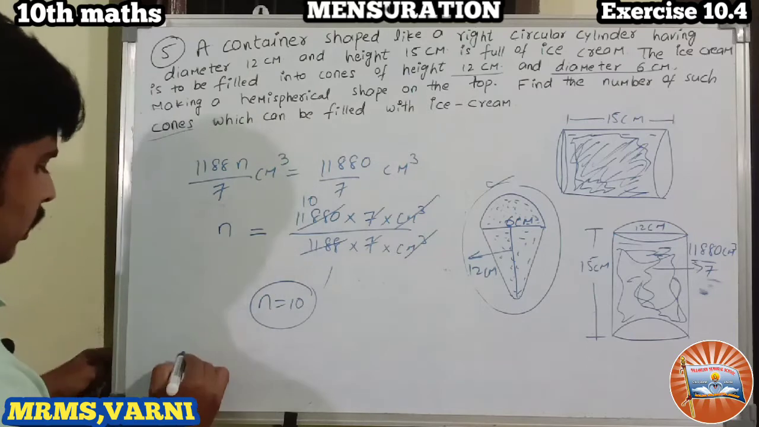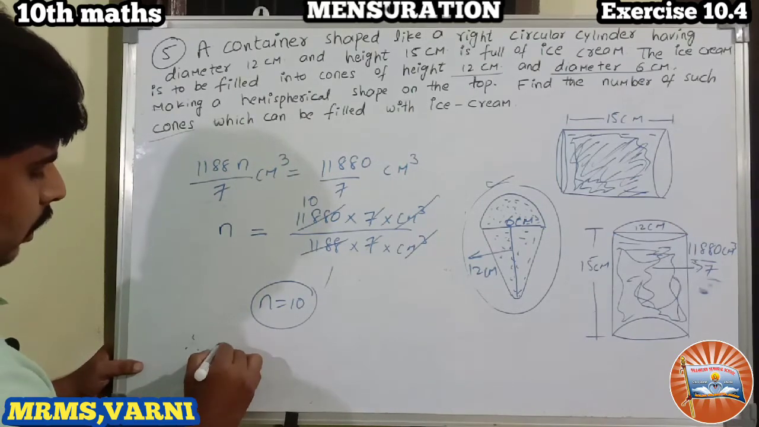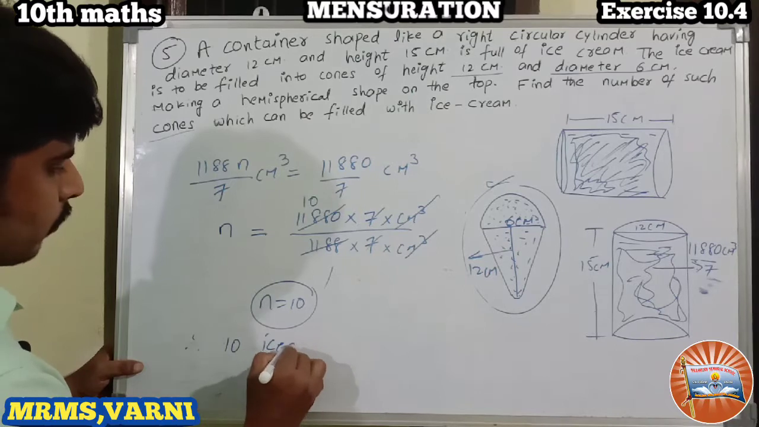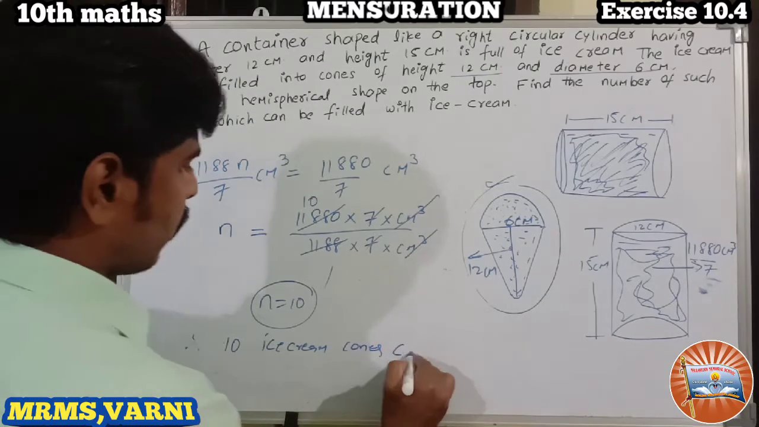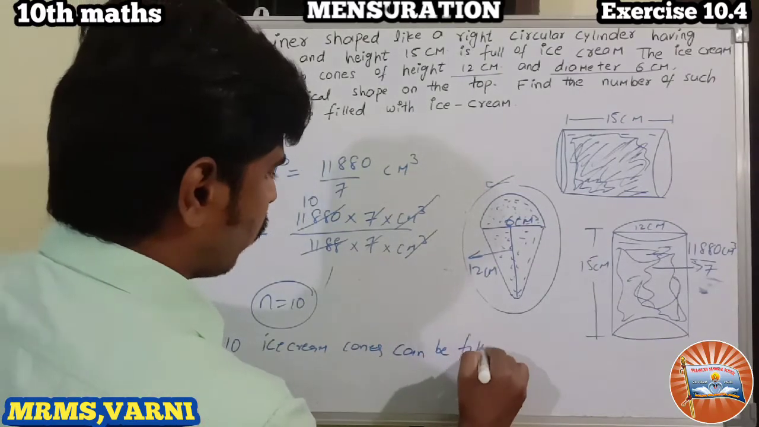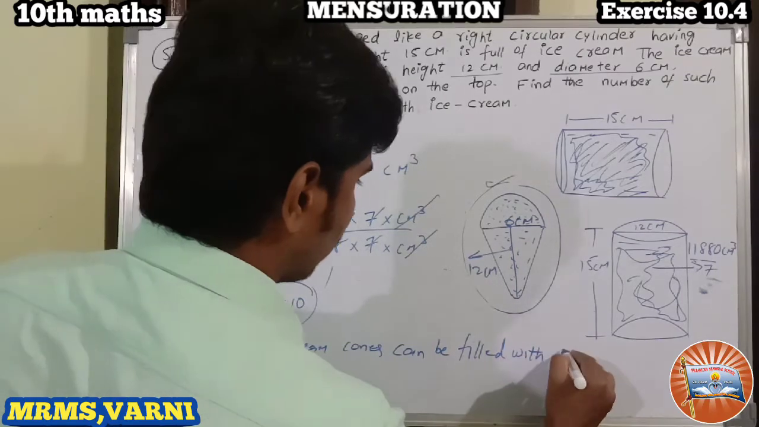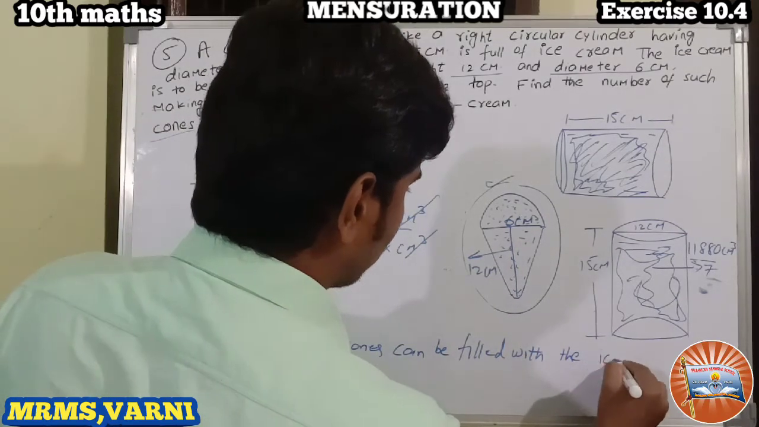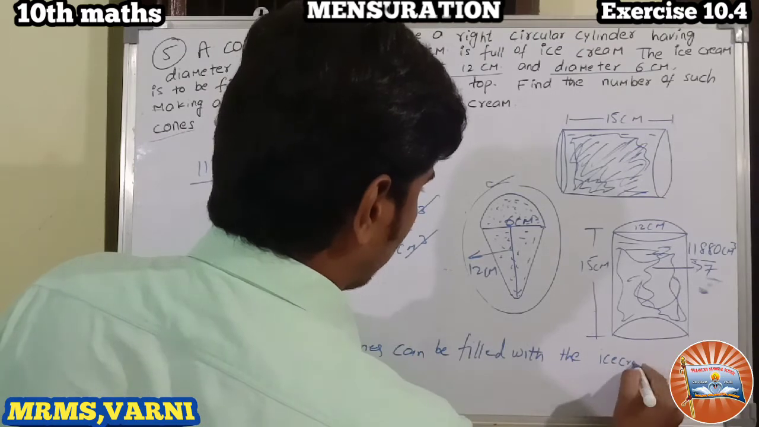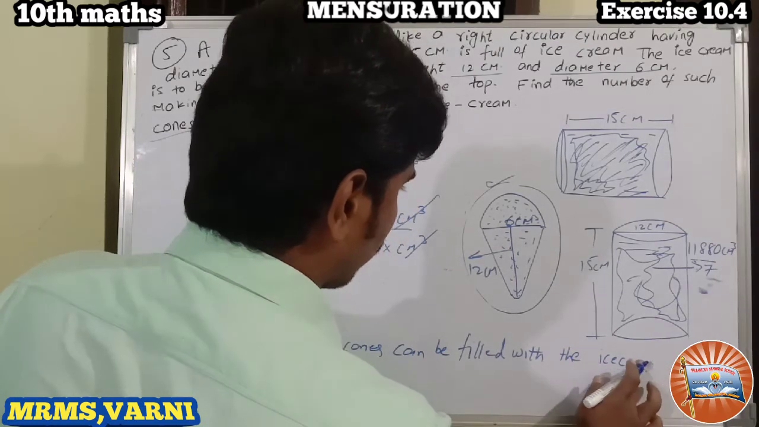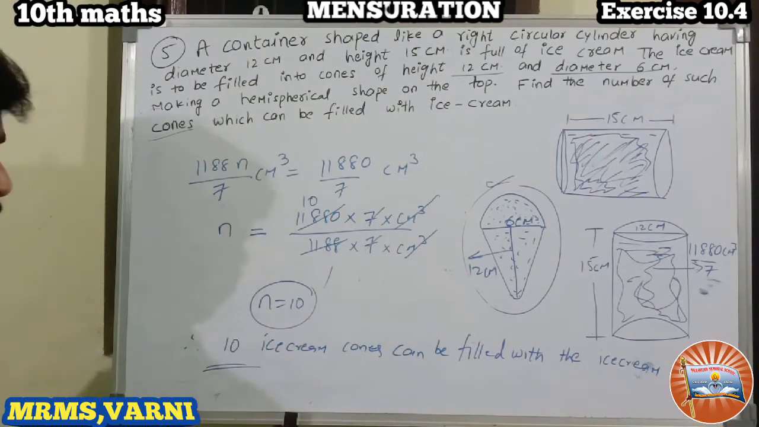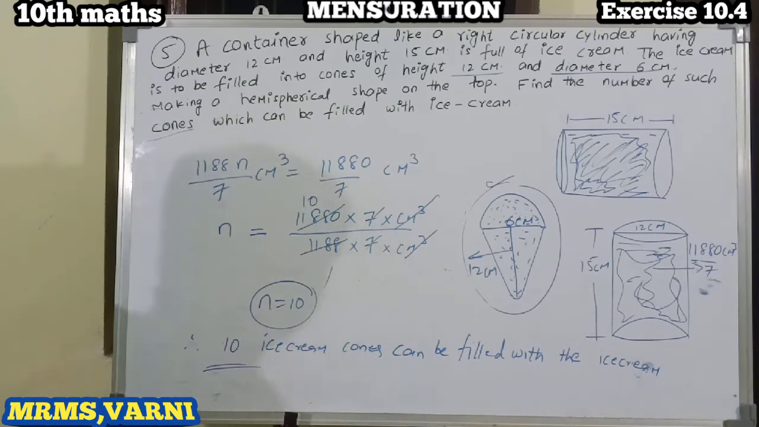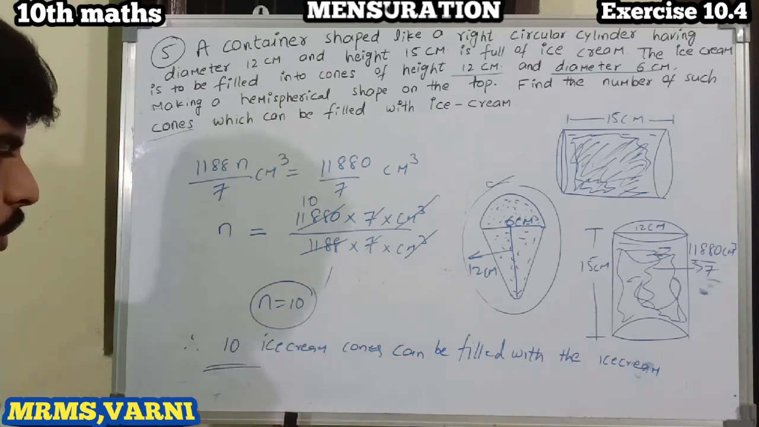Therefore, 10 ice cream cones can be filled with the ice cream. Okay, how many cones have we filled here? 10 cones. Right. This is the solution of problem number 5. So watch the video again and again to get clarification.